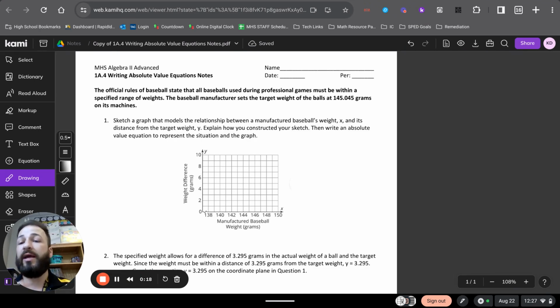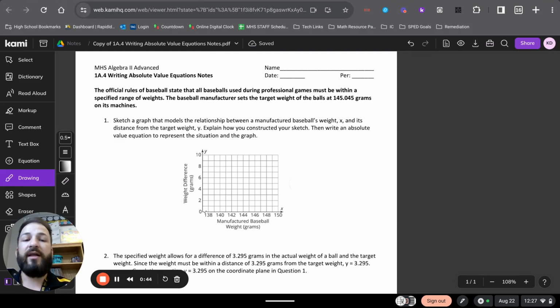So the situation we're looking at is: the official rules of baseball state that all baseballs used during professional games must be within a specified range of weights, and the baseball manufacturer sets the target weight of the balls at 145.045 grams on its machines. We want to sketch a model of the relationship between a manufactured baseball's weight, X, and its distance from the target weight, Y.